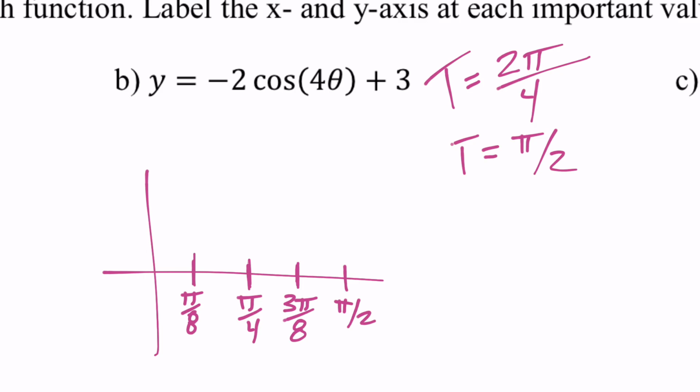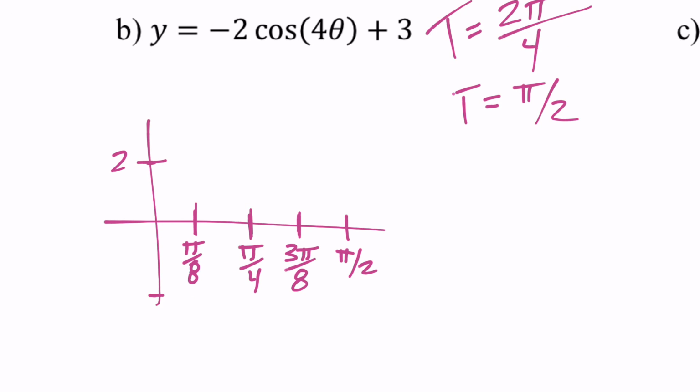And this is a cosine graph. Its amplitude is 2, so I need a 2 there, and I need a -2 down there. And it's cosine. Cosine normally starts at its maximum value. But this is negative cosine, so it's going to start at its minimum value. But I'm going to need to do one more thing before I go.